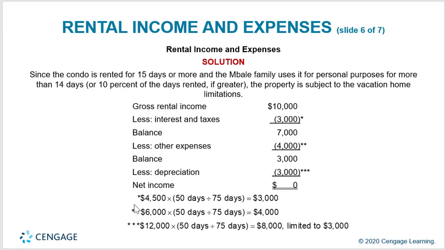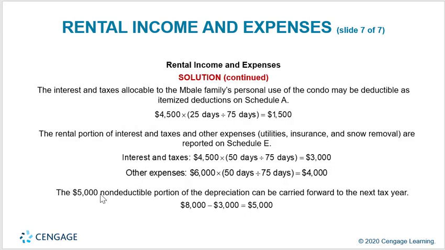And here they have the days, the percentage with the 50 days divided by the 75 days in total for each of the expenditures, to give you the difference on what you should be claiming on Schedule E. So the interest and taxes allocable to the Mbell family personal use of the condo may be deductible as itemized deductions on Schedule A. The rental portion of interest, taxes, and other expenses is reported on Schedule E. And the $5,000 non-deductible portion of depreciation can be carried forward to the next tax year.